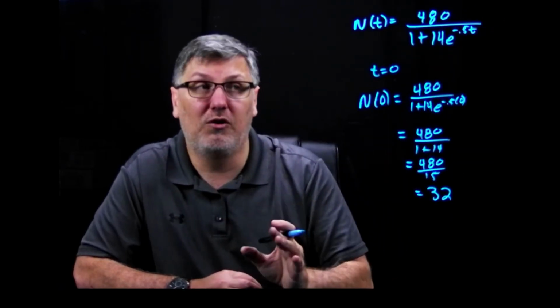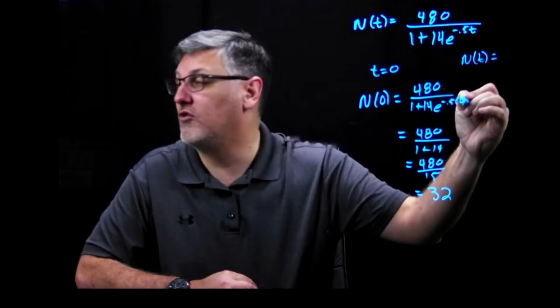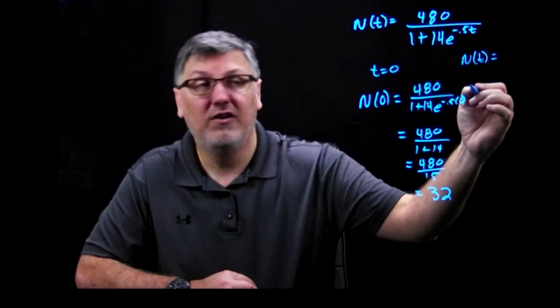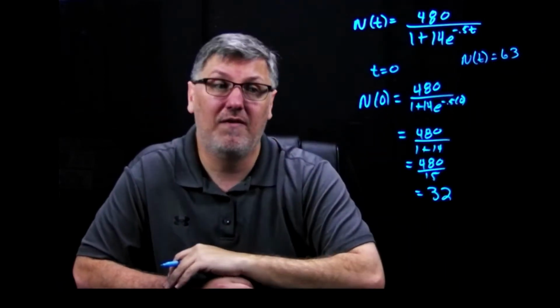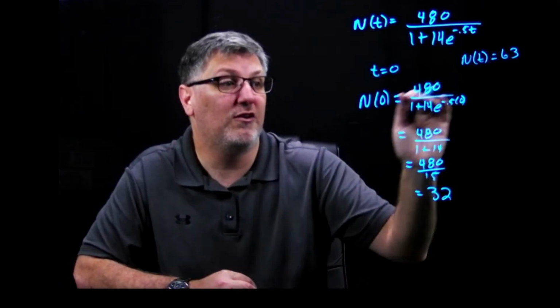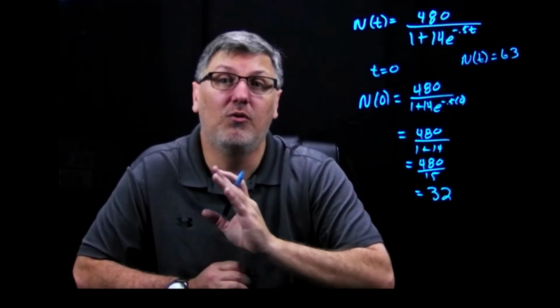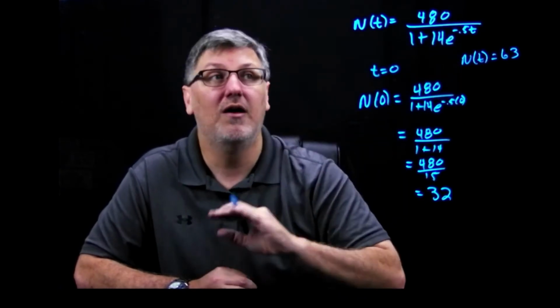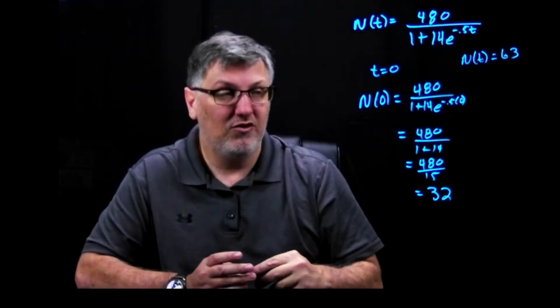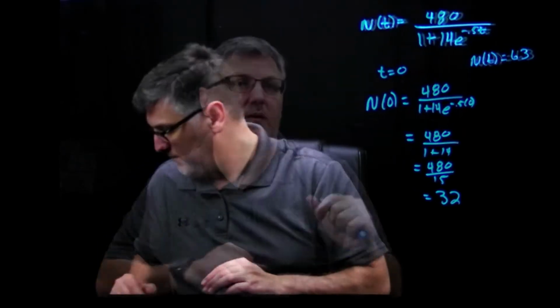Now the next part of the question is, how long is it going to take when my N of t is going to be 63? So how long is it going to take to basically almost double, from 32 deer to 63 deer? Well, what's nice about this is we don't actually have to solve for k. K was already given to us, but we are going to have to solve for t. So let's dive in and get this done.